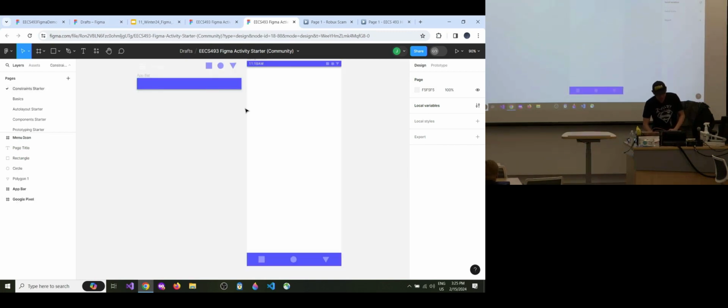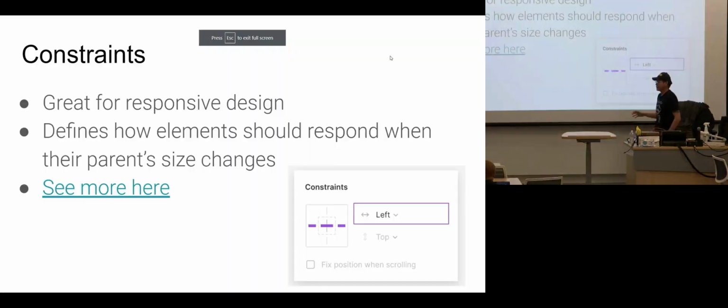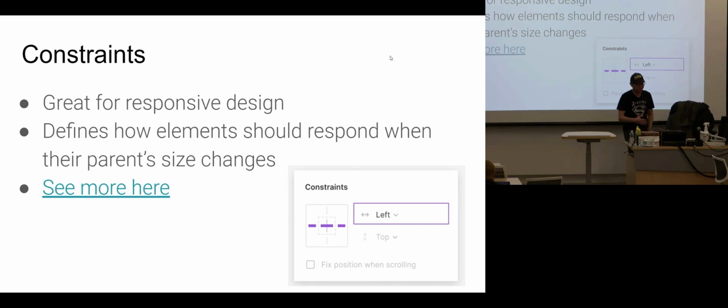So the next thing we're going to talk about is constraints. Everything we mentioned so far are pretty much the fundamental features of Figma. And now we're going to move to some slightly more advanced stuff. And the first thing we're going to talk about is constraints.